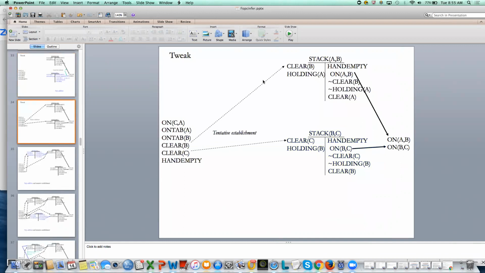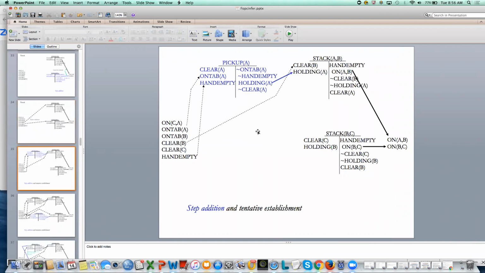We have some tentative links that support. Clear B is supported by the initial state. Clear C is supported by the initial state. These are called tentative supports because further planning may cause these supports to vanish, and you would have to achieve them through some other means. But these, holding A and holding B, are not yet achieved. And so we pick another operator, again, looking at the effects that will unify with one or more of the conditions that we want to achieve.